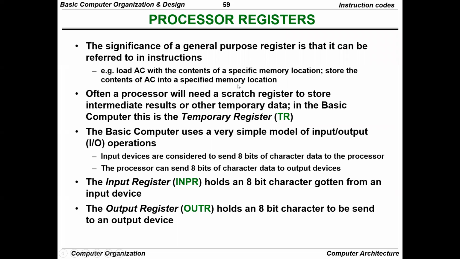The significance of this general purpose register is that it can be referred to in the instructions also. So you can say inside the instruction that the work has to be done inside the accumulator. Then we have a temporary register. Often a processor will need a scratch register to store the intermediate results. So we have a temporary register in which your temporary results are saved.